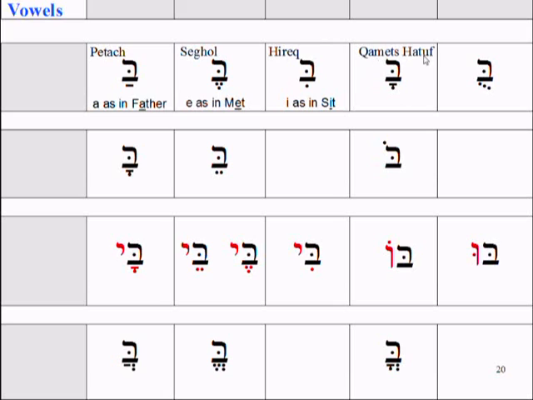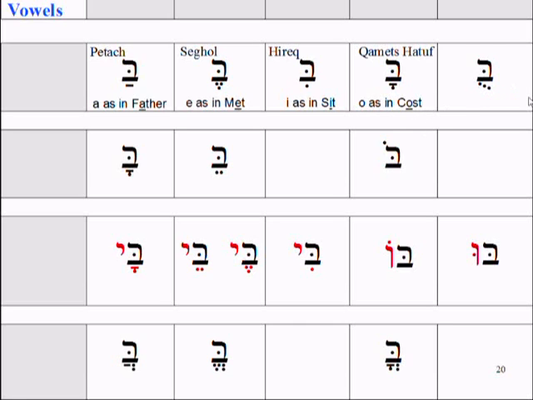The next one is called a kametz hatuf. It's the same symbol as this one here, which is a kametz. But sometimes this symbol has an oh sound, as in call, which means all in Hebrew. Sometimes it has an ah sound, which we'll look at here, but sometimes it has an oh sound. So this is bo, usually pronounced ba, but it's often pronounced with an oh sound. And so here we're saying oh as in cost.